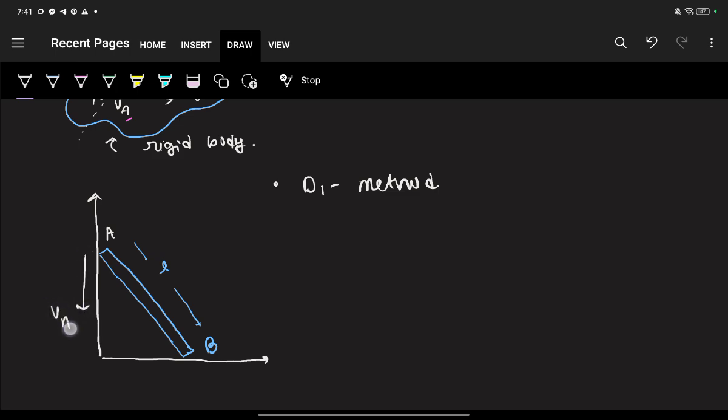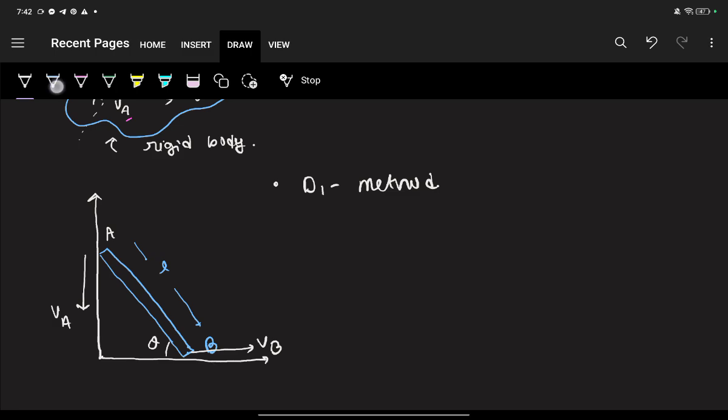Let's say this end goes downward with velocity va. It is making an angle theta, and this end is going with velocity vb. And we are interested in finding the relation between va and vb, right? Yes or no? Okay, so how are we going to find this relation? We did this question earlier also. Yes or no?